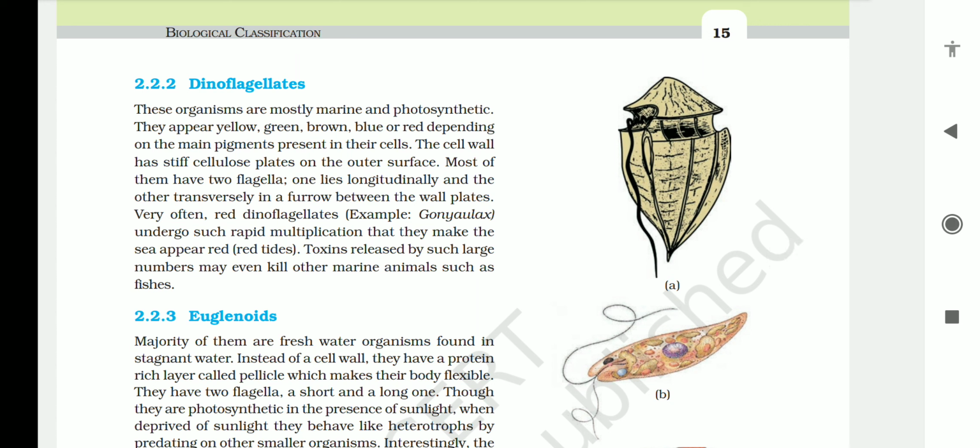2.2.2 Dinoflagellates. These organisms are mostly marine and photosynthetic. They appear yellow, green, brown, blue, or red depending on the main pigments present in their cells. The cell wall has stiff cellulose plates on the outer surface. Most of them have two flagella. One lies longitudinally and the other transversely in a furrow between the wall plates. Very often, red dinoflagellates, example Gonyaulax, undergo such rapid multiplication that they make the sea appear red, that is, red tides. Toxins released by such large numbers may even kill other marine animals such as fishes.